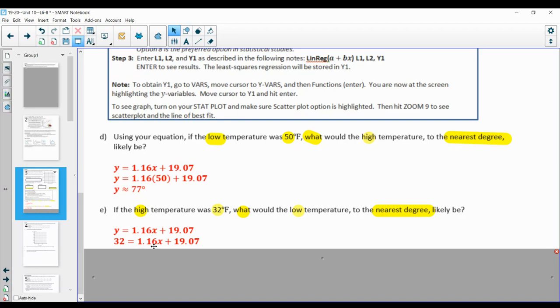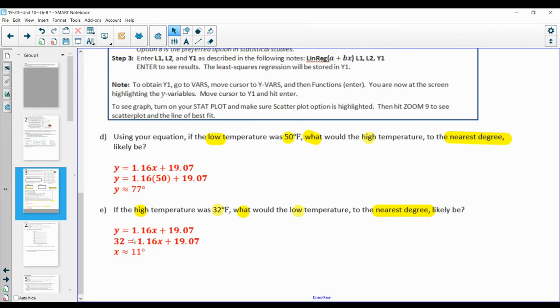We have a good old-fashioned two-step equation. Round your answer to the nearest degree. And pause, see what you get. Hopefully, you get 11 degrees. So on a day where the low temperature is 11 degrees, our line of best fit would predict that our high temperature would be 32 degrees.